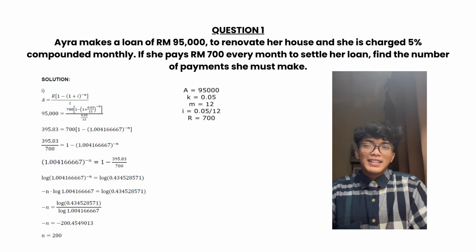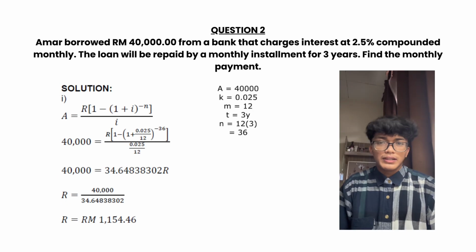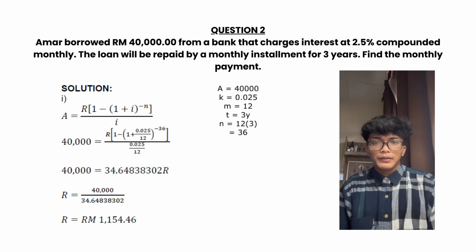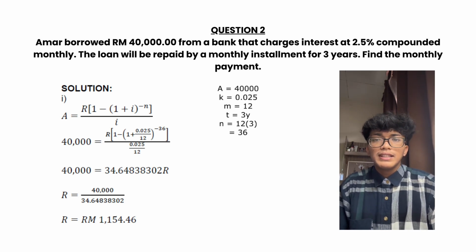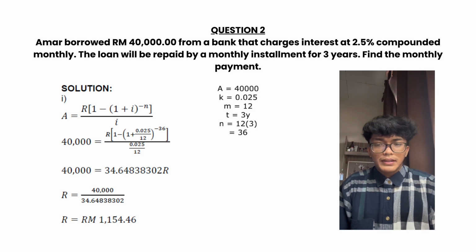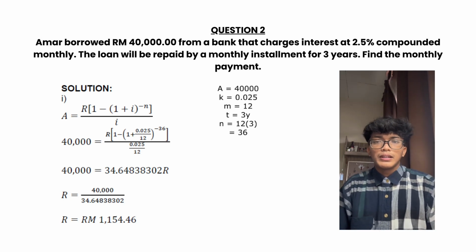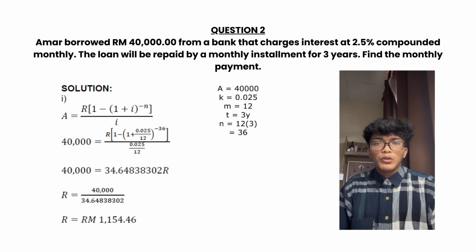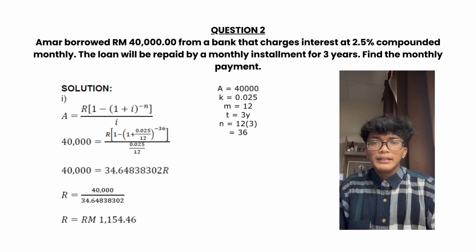Let's go to the second question. Amma borrowed 40,000 from a bank that charged interest at 2.5% compounded monthly. The loan will be repaid by a monthly installment for 3 years. Find the monthly payments. For the first step, we will list the given information. A is 40,000, k is 0.025, m is 12, i is 0.025 over 12, t is 3 years, and n is 12 times 3 equals 36.